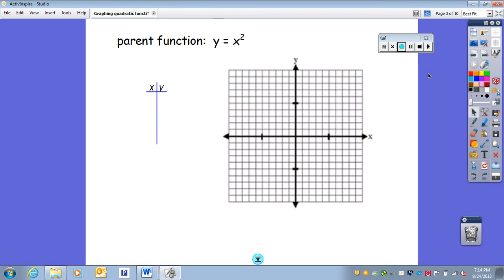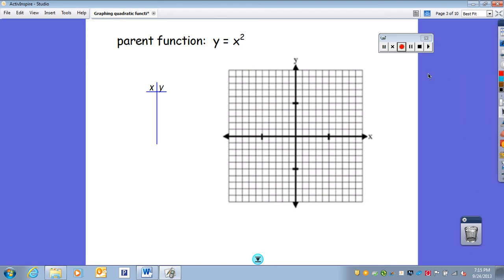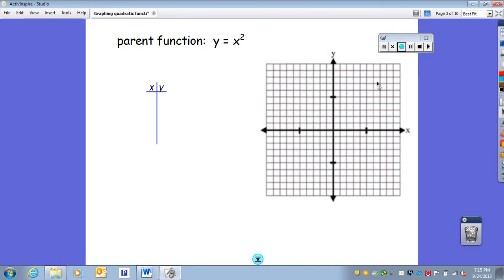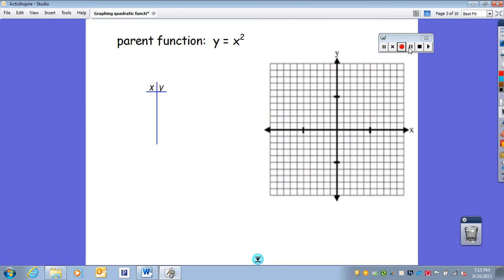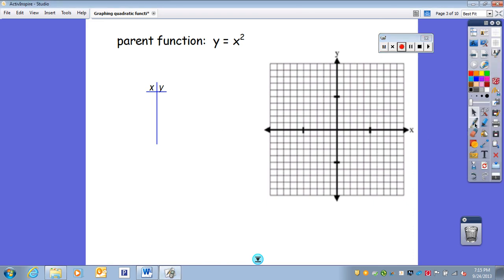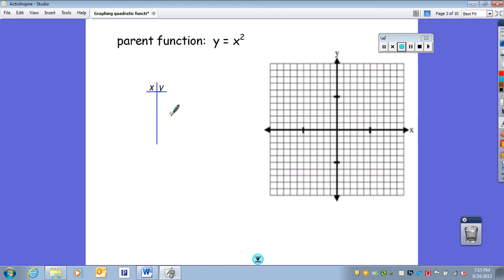Let's take a look at our first example, which is the parent function. The first thing we want to determine with our parent function is what the vertex is. In this case, if we start plugging in values to a table, we can find out some points for our parabola and find out the vertex. So let's start plugging in some points. Let's plug in 0, 1, and 2. If we plug 0 into our equation, 0 squared is 0. If we put 1 into our equation, 1 squared is 1. And if we plug 2 into our equation, 2 squared is 4.